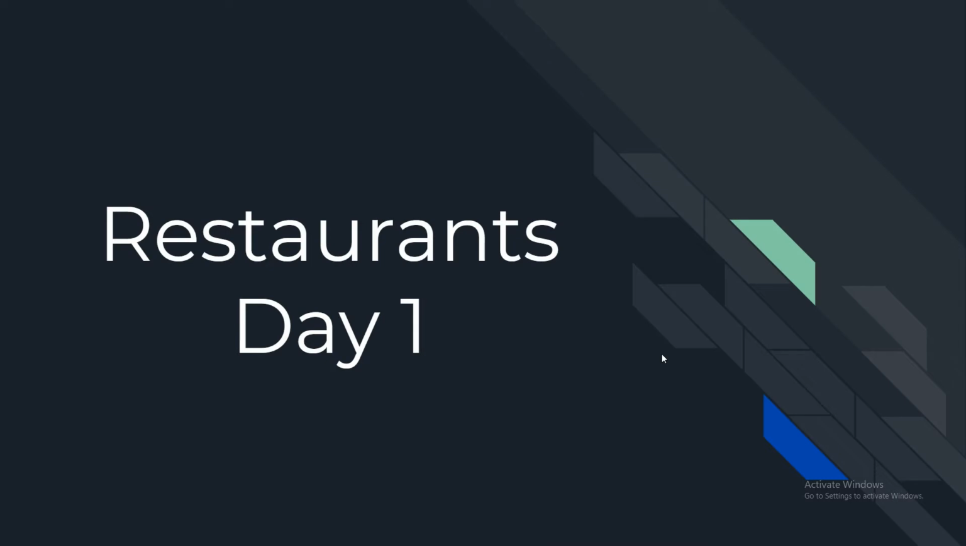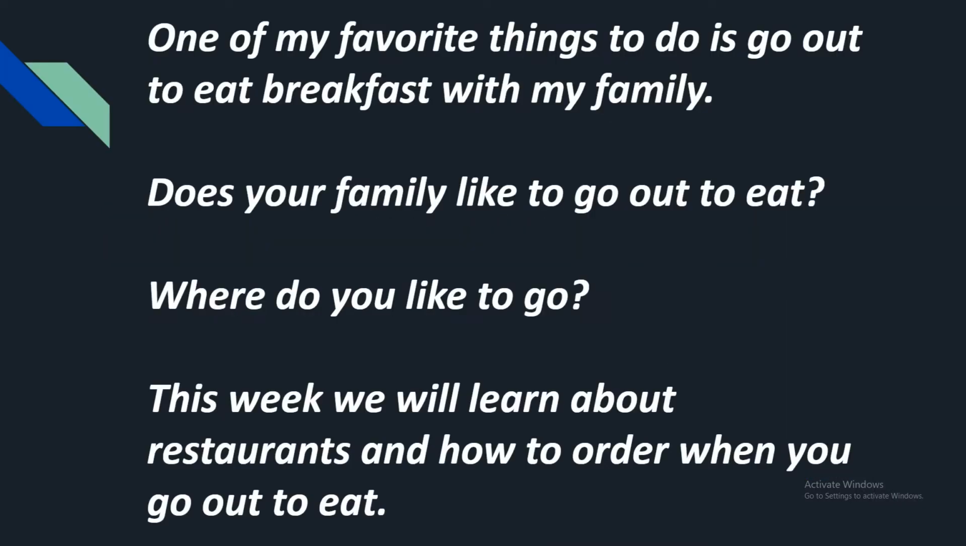So for day one, one of my favorite things to do is go out to eat breakfast with my family. At least once every 3 or 4 months, my wife's family likes to go to Cracker Barrel or the restaurant on Sunset Avenue, where we'll just sit down, get together, hang out, drink coffee, eat pancakes, eat waffles, and just get a chance to spend time together. So, what is something your family likes to go out to eat at? Where do you like to go?